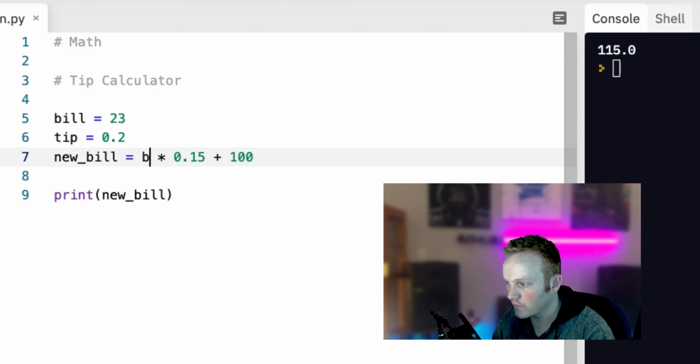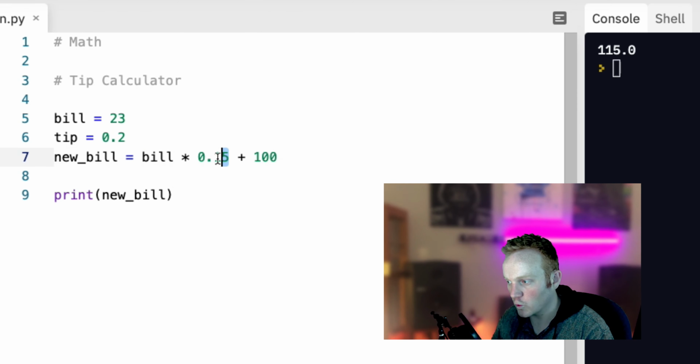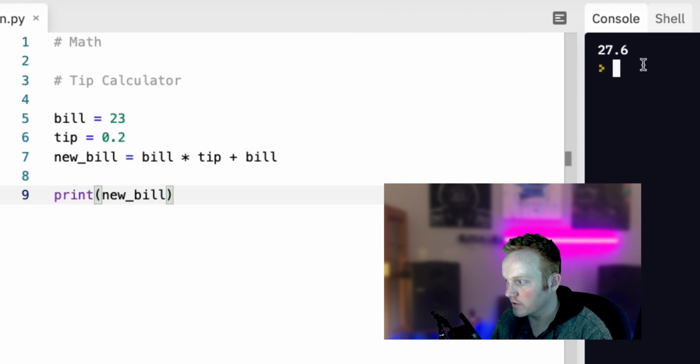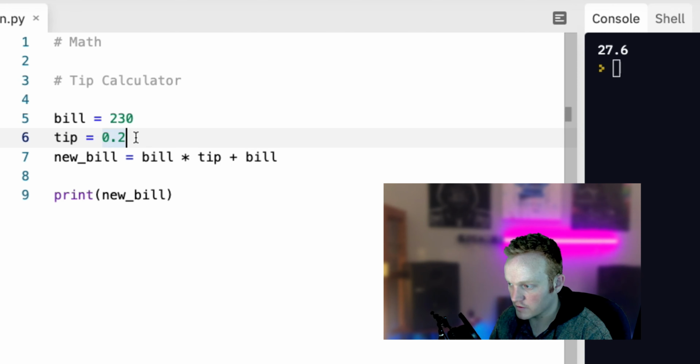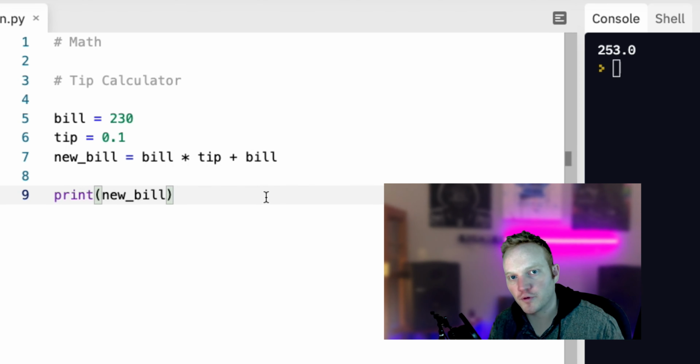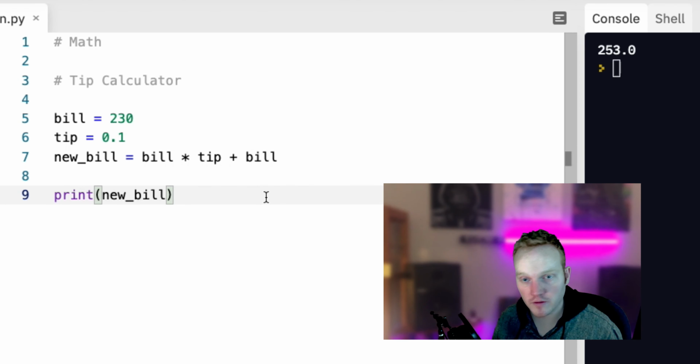So we'll say whatever the bill is times whatever the tip is, plus whatever that bill was. So now it doesn't matter what these are. Now my bill comes out as $27.60 after my tip has been applied. If my bill was $230 and I gave a 10% tip, hit run, this is working dynamically. So that is awesome. So let's print out a nice thing for the user to look at.